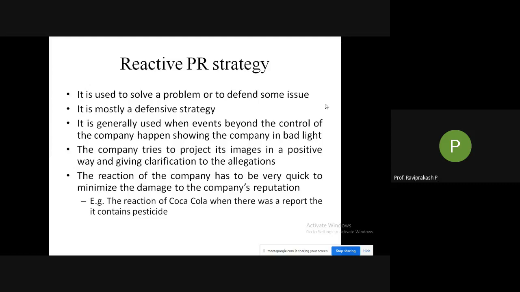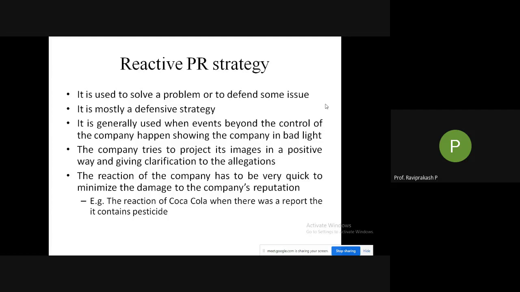Then the reaction of the company has to be very quick to minimize the damage to the company's reputation. As soon as some allegation comes, if it comes in the news or something, there should be some statement from the person who is in charge. He should be in a position where people are ready to listen to him. Just like that, nobody can tell. He should be the representative or spokesperson from the company's side. It could be anyone who is a person of authority.